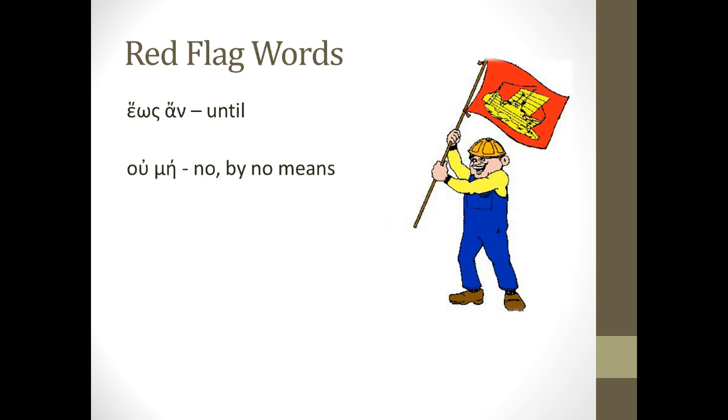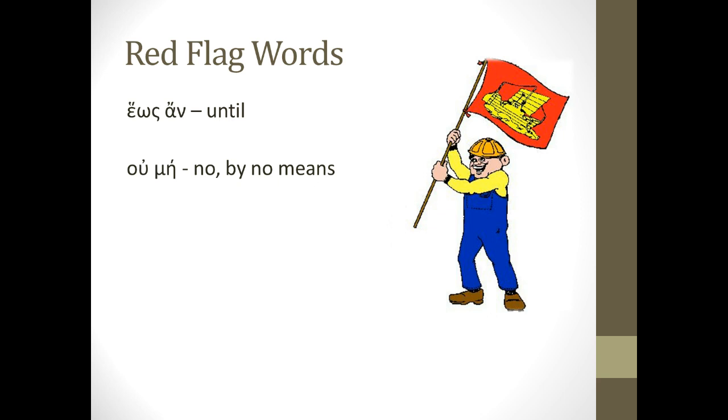And then ou me, which is a strong negation, means "no" or "by no means." You'll be introduced to some other red flag words over the course of the term as we go through the various chapters, but this is a good introduction to some of the red flag words that will be there.